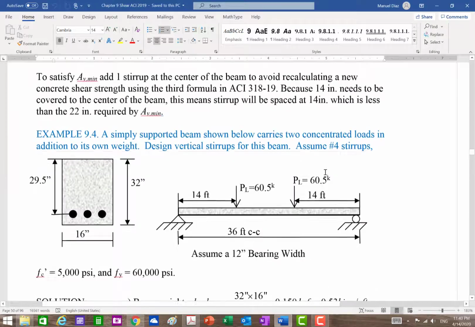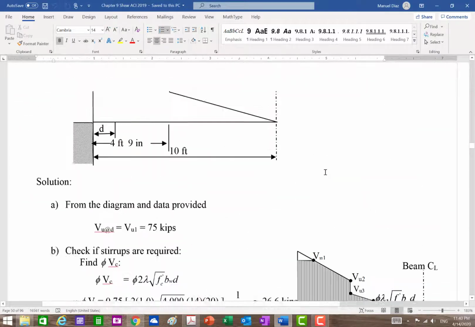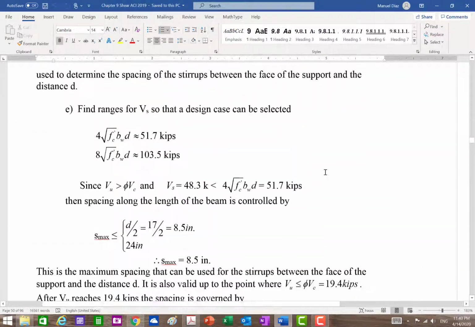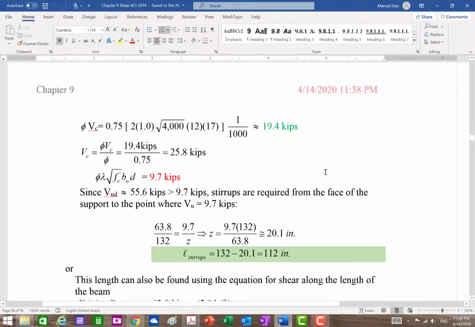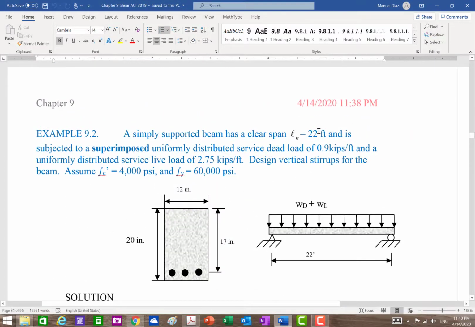So 9.2 then is very similar to the one we just did. I just added additional load, so you will have more shear requirement, and it had to be done that way. So 22 feet is the length. The load has been increased. You got a 0.9 now, also, and then your concrete and your yield value. Everything is the same, 17 inches, 12, 20.